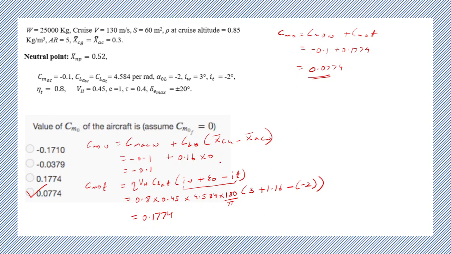Just a minute. Here, because these values are in degrees, we convert those into radians. Okay, so this Cm naught tail, all of those equations are also valid only for radians. That was the mistake that I made. So here it will be pi by 180. You're converting these degrees into radians. Okay. So multiply.